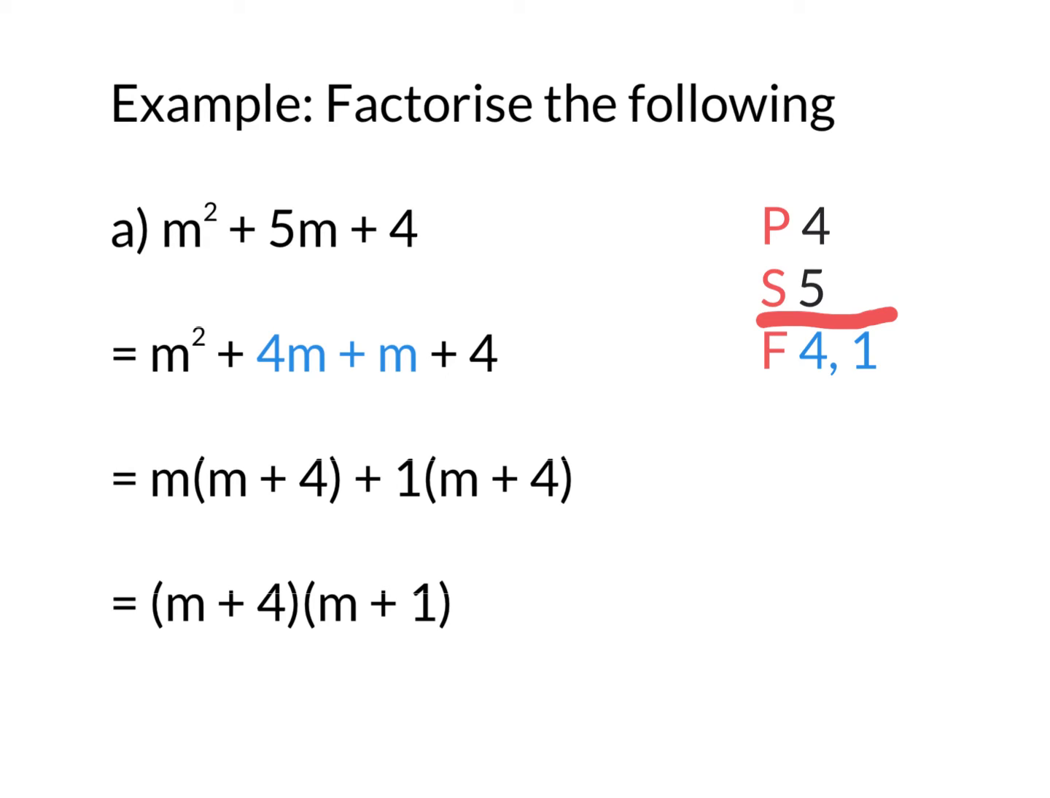Now we use the factorising using 4 terms. So we take the common factor out of the front 2 terms and the common factor out of the back 2 terms. That gives us the solution m plus 4, m plus 1. Once again, you know you've done the correct factors if you end up with the same 2 brackets when you use the 4 terms.